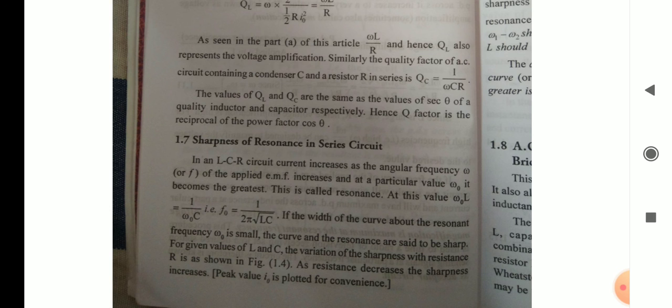This is called resonance. So f0 is equal to 1 divided by 2 pi root LC. If the width of the curve about the resonance frequency omega 0 is small, the curve and the resonance are said to be sharp.